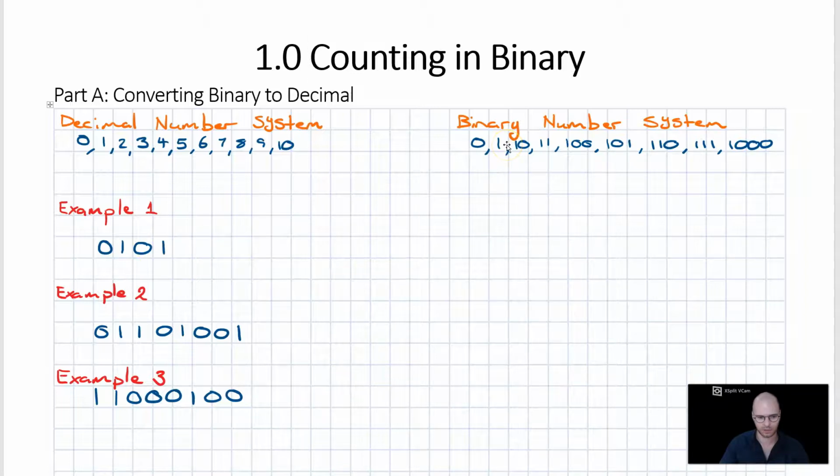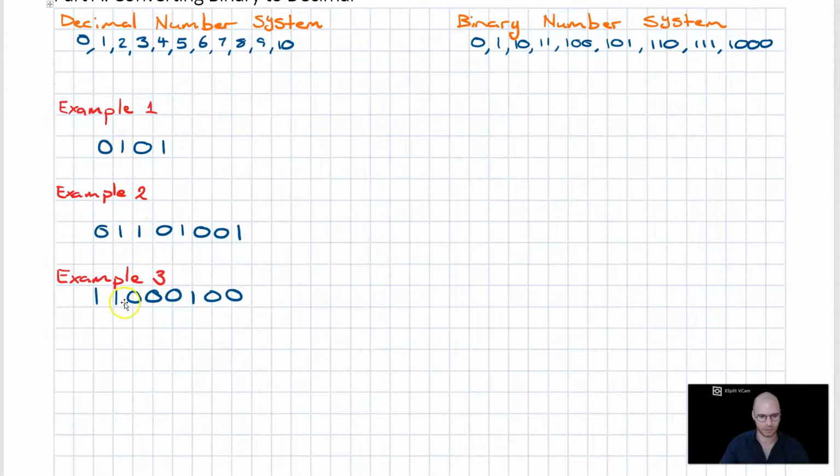Now, what we're going to do is have a look at how we can interpret binary numbers. So if we go down to these three examples here, we've got three binary numbers. So in example 1, it's 0, 1, 0, 1. Example 2, it's 0, 1, 1, 0, 1, 0, 0, 1. And example 3, it's 1, 1, 0, 0, 0, 1, 0, 0. Now, first thing you're going to notice is between these examples, they're of different sizes. So in example 1 here, it goes from here to here. So there are only 4 digits in this example.